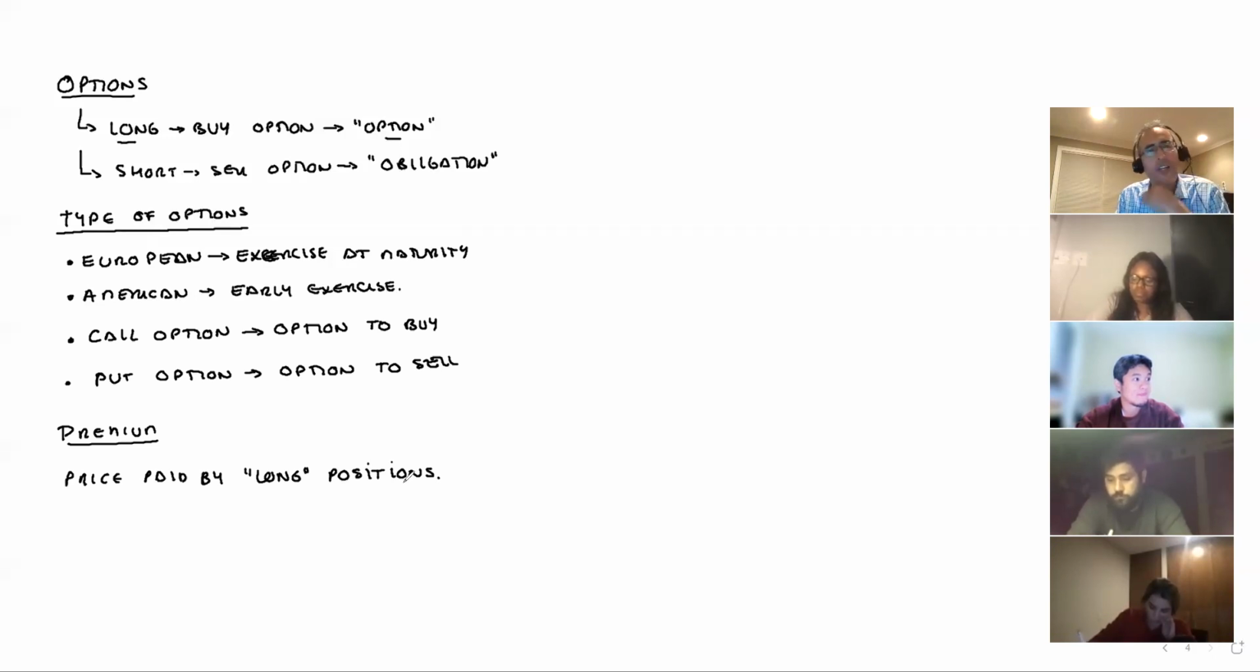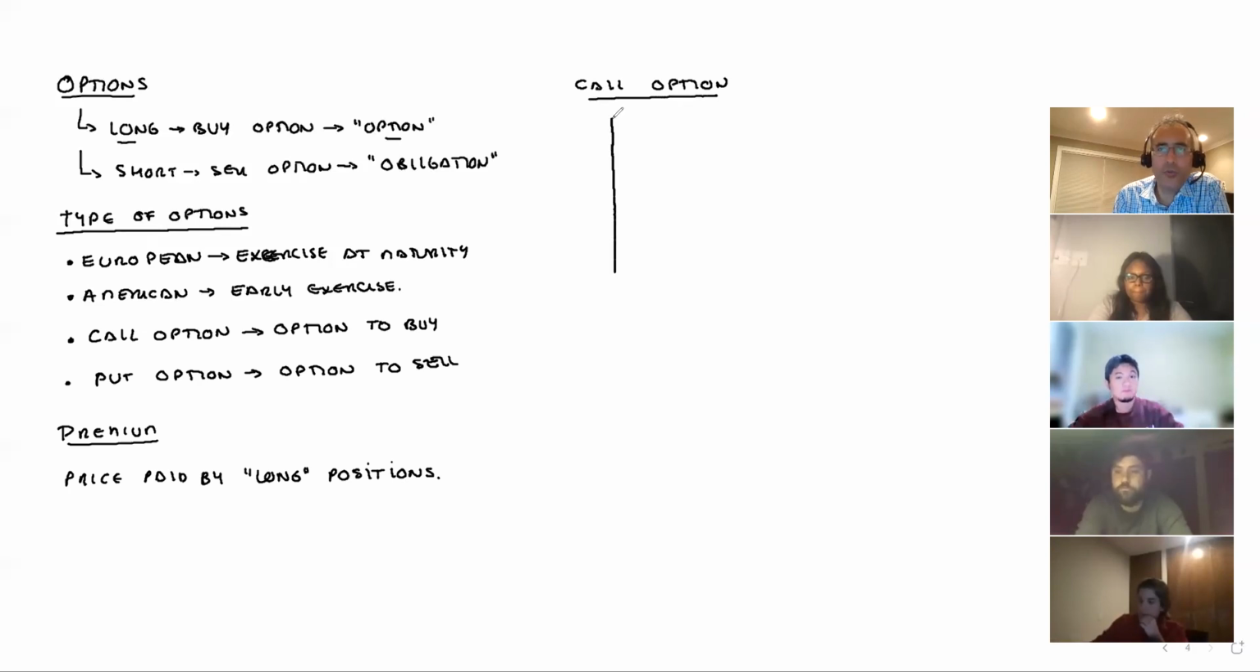Okay, now let's talk a little about the call option. And let's do some graphs here. So guys, what we are going to do is this one here is the price. Let's talk about equity, stocks. Sorry, some definitions first.